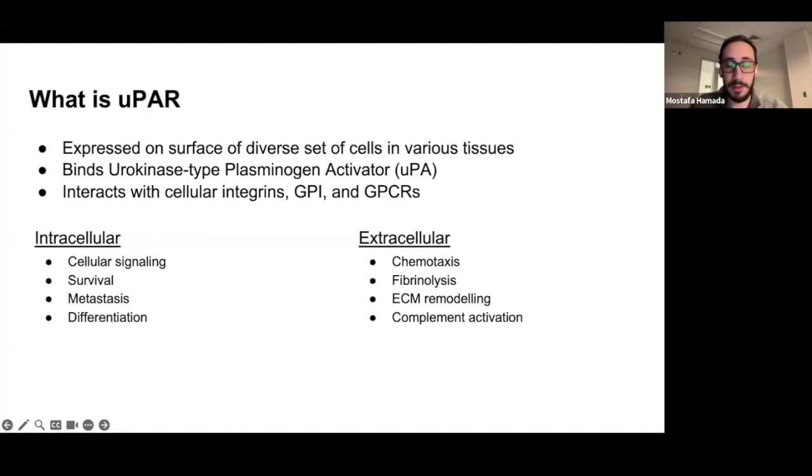So now that we know that uPAR has been extensively studied, we show these interactions of uPAR with cellular integrins, the GPIs and GPCRs, and that leads to a variety of intracellular and extracellular systems that it modulates. So, for example, Omer will talk about this later, which is the survival and metastasis in cancer, and how uPAR plays a factor in that. And I will be talking about the cardiovascular aspect of it: the fibrinolysis, the remodeling, as well as the complement activation.